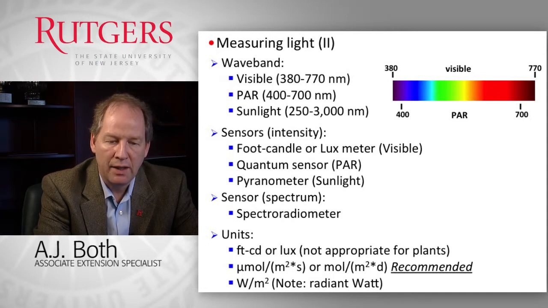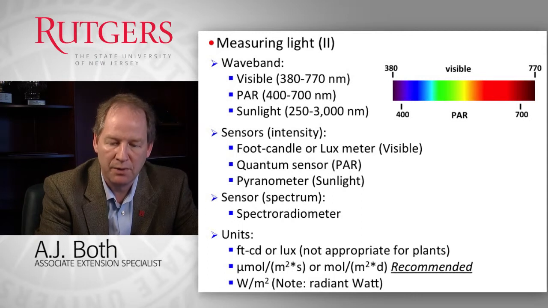And if we measure sunlight, we typically measure the radiant component of sunlight, the radiant watts, and then we use the unit of watts per square meter. So this is not an electrical watt, but this is a radiant watt that we use.